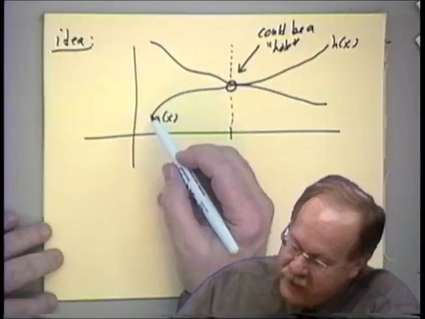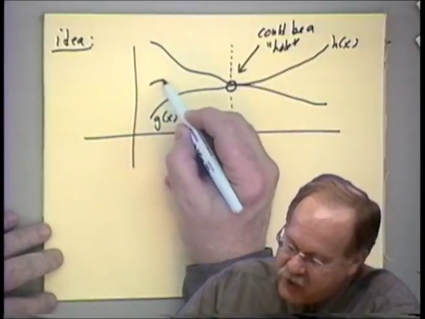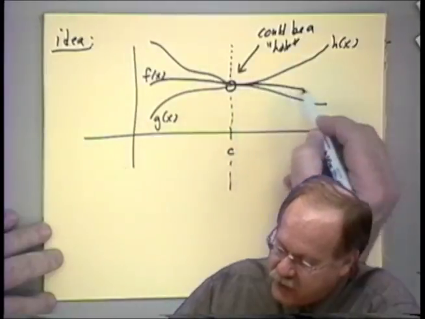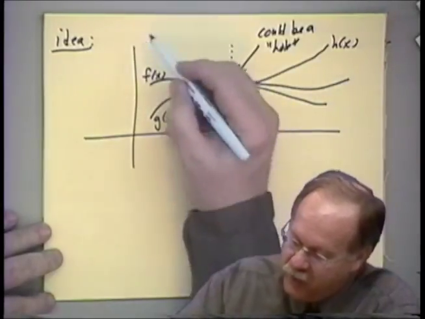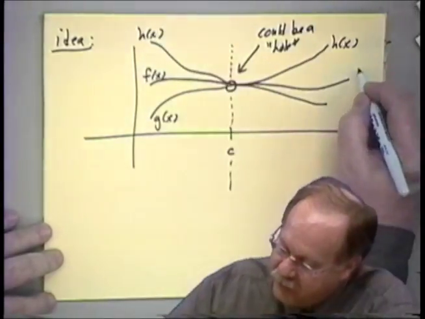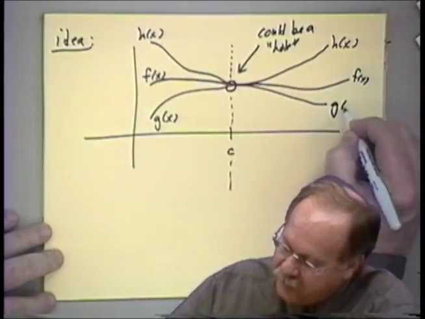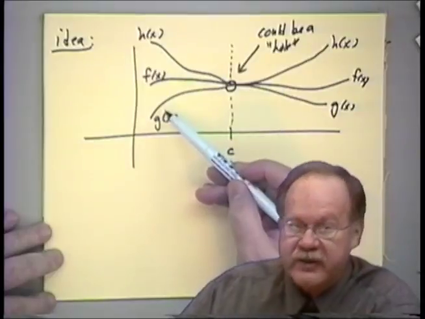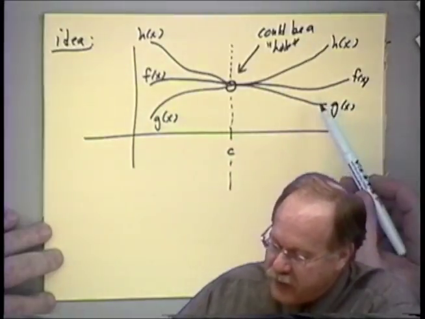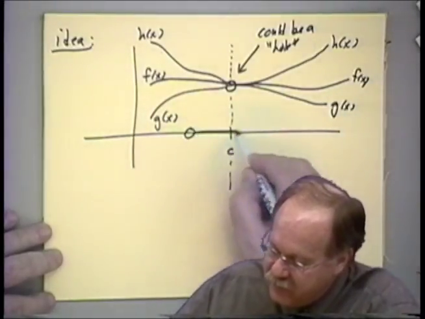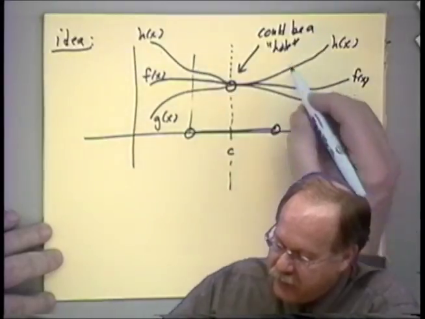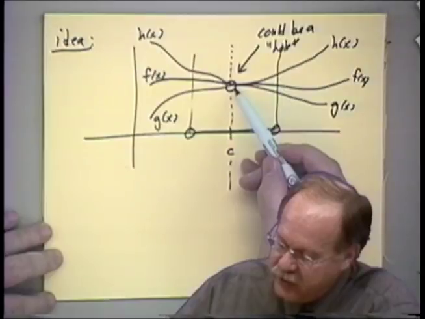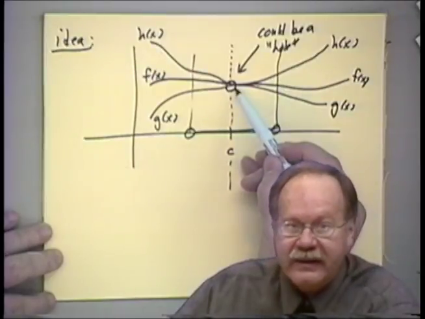And then where is the f of x function? The f of x function is always between the other two functions. So if I label these at both ends so you can follow, I have f of x caught between h of x and g of x all throughout some open interval in here, say from there to there, and the limits of the outer functions at c are identically the same.